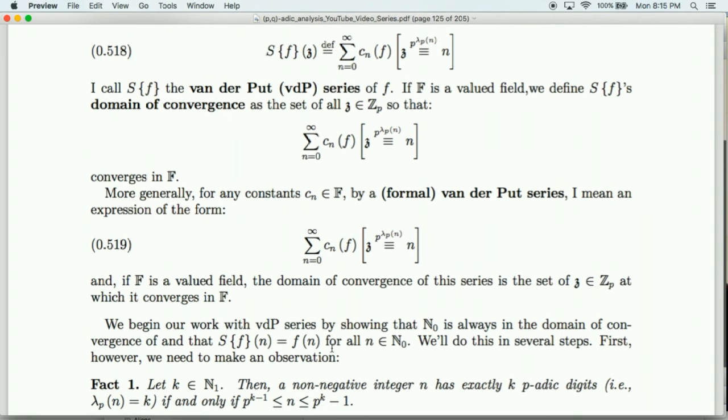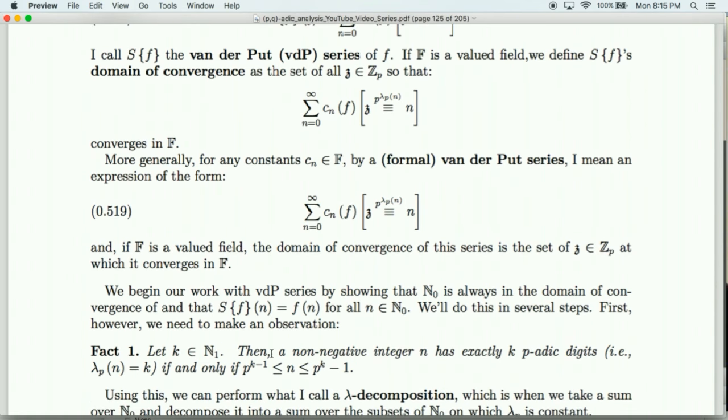So we're going to begin our work with van der Put series by noticing the following: the non-negative integers are always in the domain of convergence of the van der Put series. So the van der Put series agrees with the function it represents at the non-negative integers. We're going to do this in a couple of steps. First, however, we need to make a very, very important observation. Let k be a positive integer. Then the positive integers with exactly k p-adic digits are those in the range p^(k-1) to p^k minus 1.